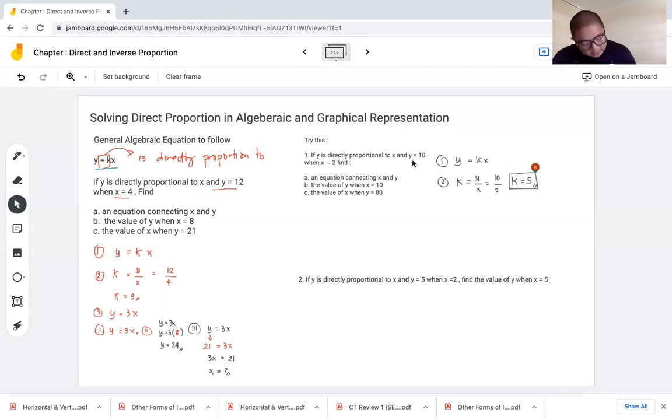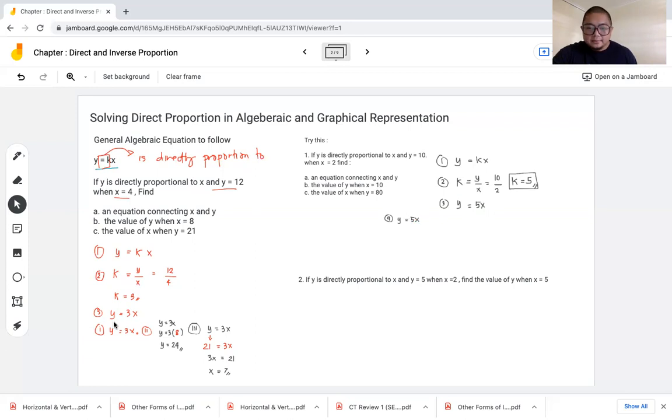Okay. So step number 3 is for you to plug in that k to the given equation in the beginning. So this is now going to be y is equivalent to 5x. All right. Now, once you get that equation, the 3 steps, automatically you go to the question itself. So let's say, for example, in letter A, you're looking for the equation connecting x and y, and it's already here. So all we need to do is to just write it, y is equivalent to 5x.